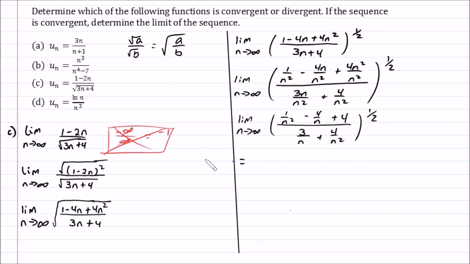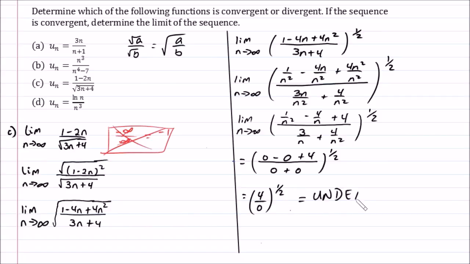And we can now evaluate this. 1 on n squared, that's going to tend to 0 as n tends to infinity. So will 4 on n. 4 will be left as 4. 3 on n will tend to 0. 4 on n squared will tend to 0. So what do we get? We get 4 divided by 0 to the power 1/2. And we know that we cannot divide by 0. So this is undefined. There is no limit.